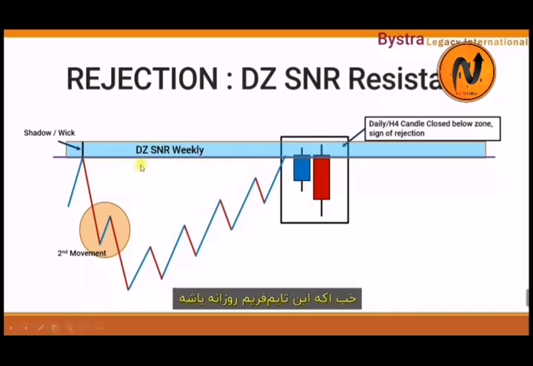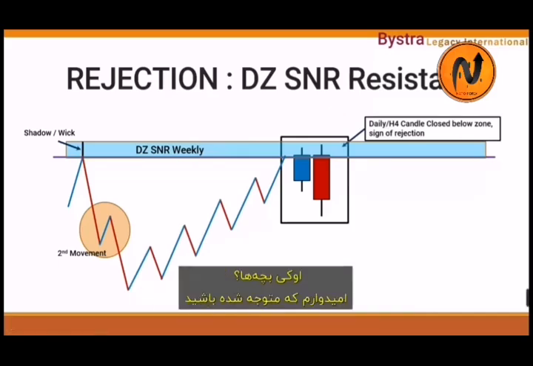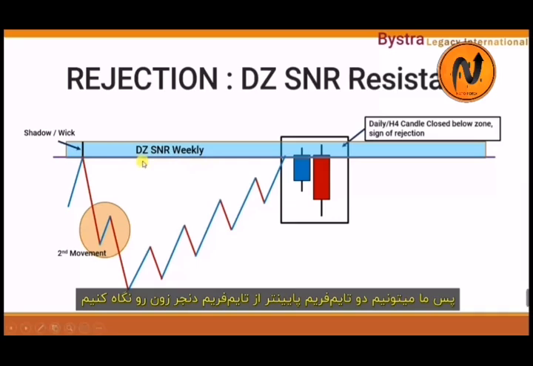So if this is the daily time frame, what is the time frame rejection that we are waiting for? The H4 and the H1. Okay, guys, hope you understand this. We can look two time frames below the DZSNR time frame.